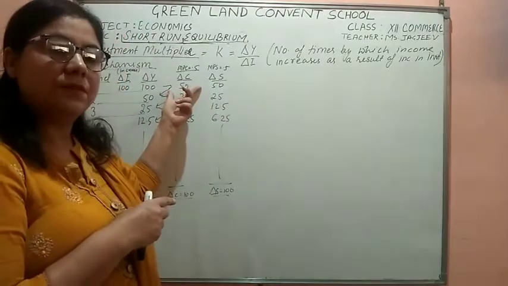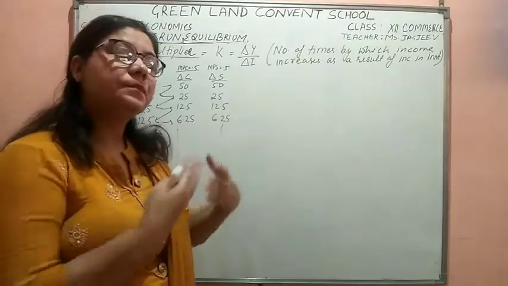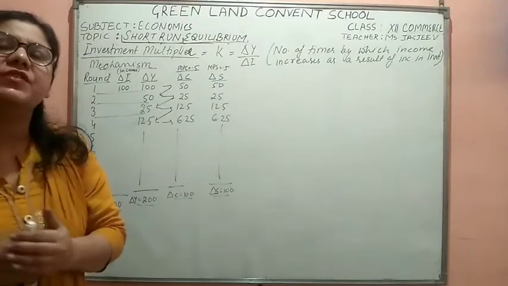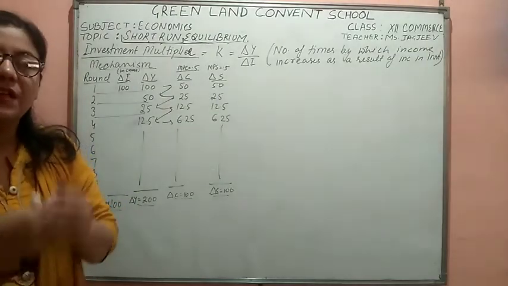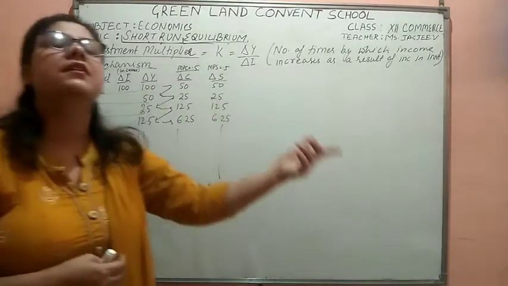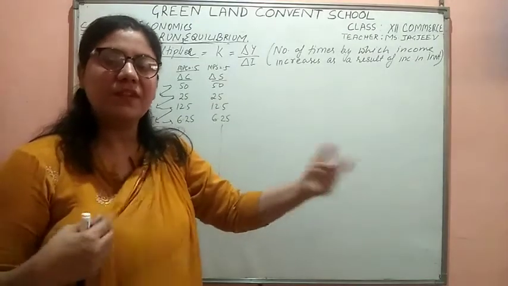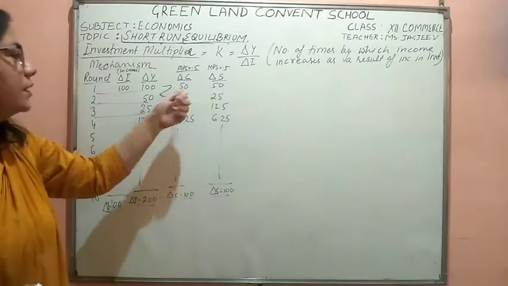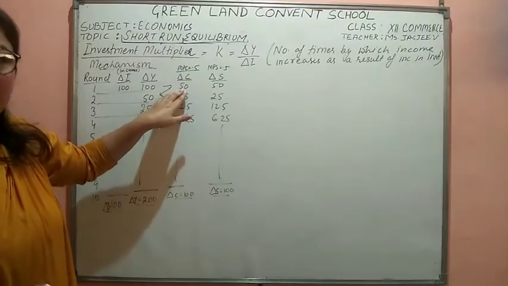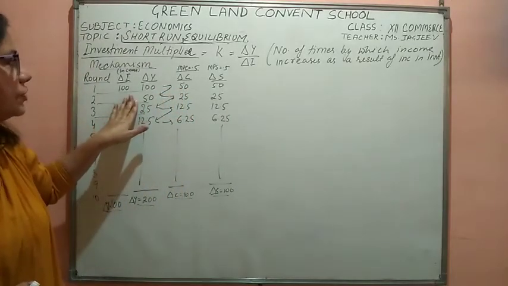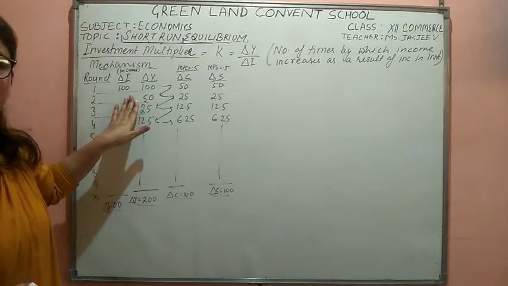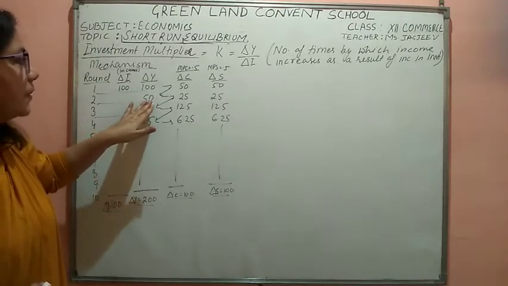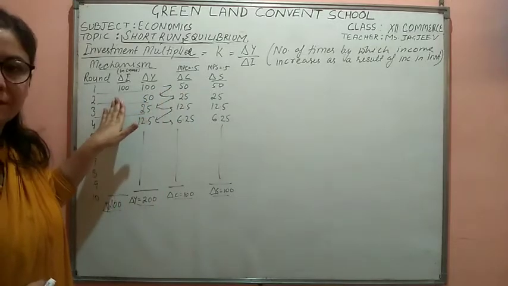If out of the income of 100 crores, 50 crores are spent or consumed, whatsoever is consumed becomes the income of someone else. When we consume something, it becomes the income of someone else. So in round 2, those 50 crores which are consumed again become change in income. Then round 2 starts. Now change in income is 50 because 50 crores are being spent.